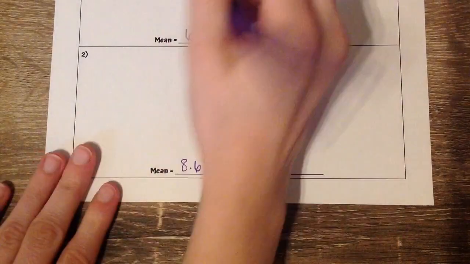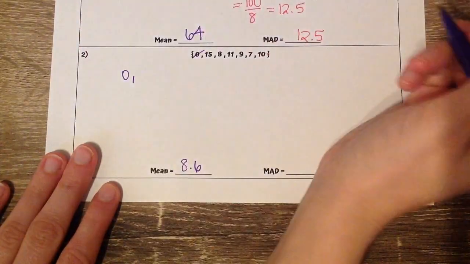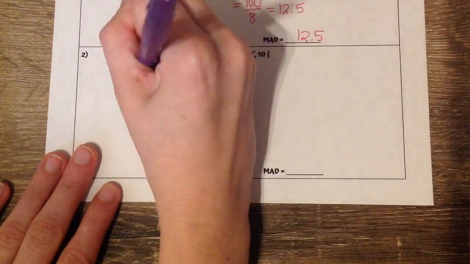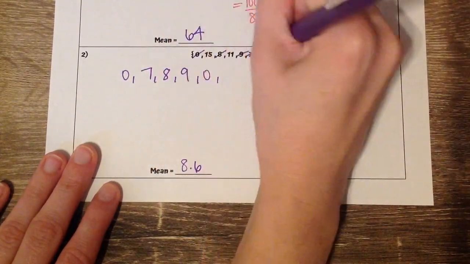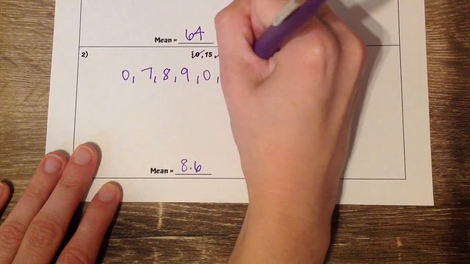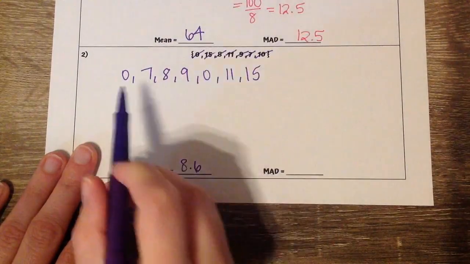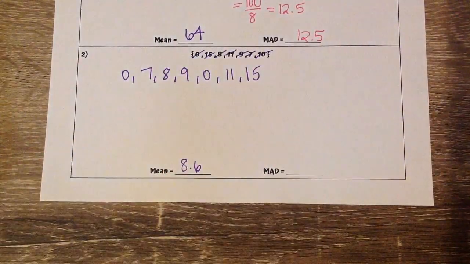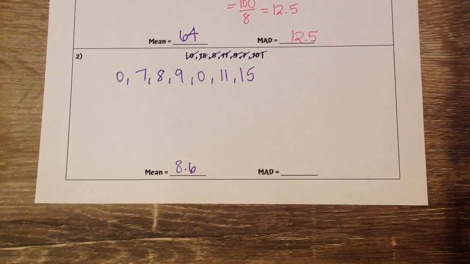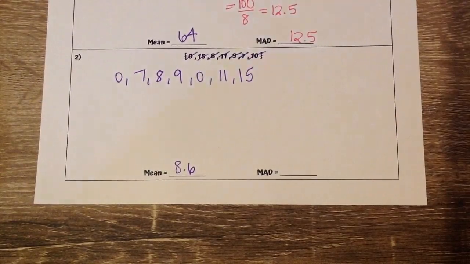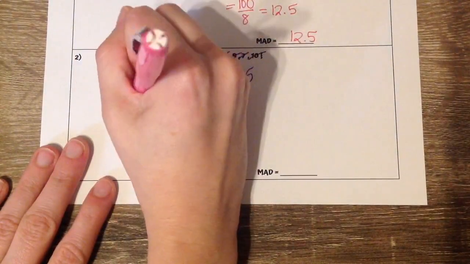Then I'm going to put these in order. 0, 7, 8, 9, 10, 11, 15. Let's double check. 1, 2, 3, 4, 5, 6, 7. Okay, now we're going to find the distance that each number is away from the mean. So I'm going to draw my arrows.